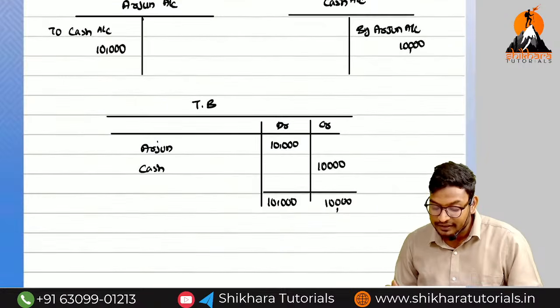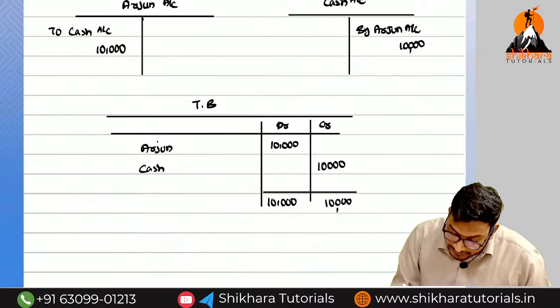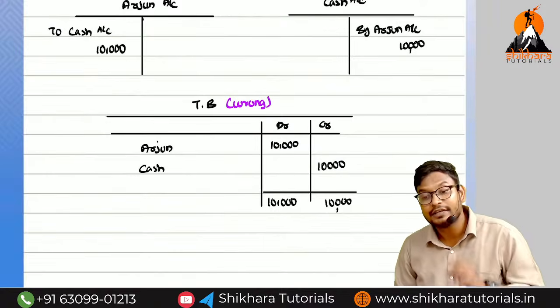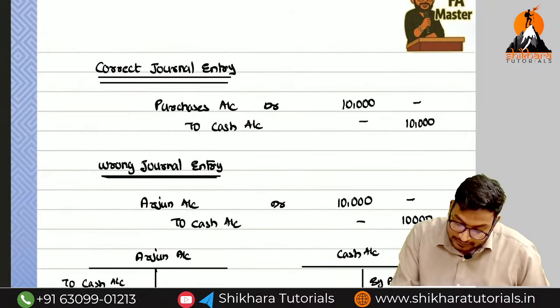Now we have prepared this one. Is this trial balance correct or wrong? This is a wrong trial balance. Can you say the correct trial balance? Yes. What is the correct journal entry? Simple. This is the correct journal entry.